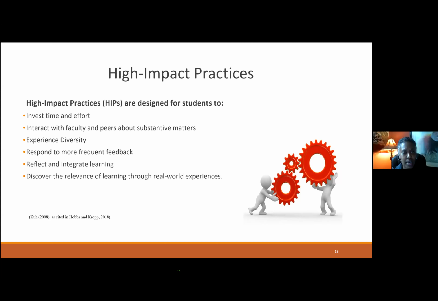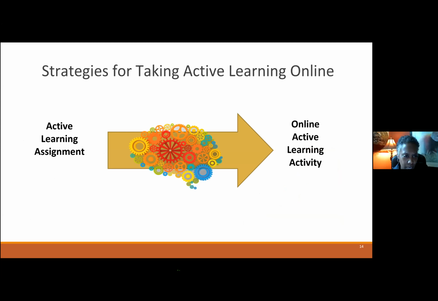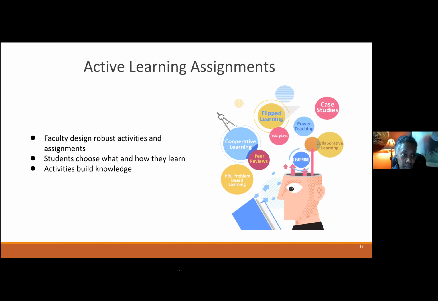So, some strategies for taking active learning online. Next slide. Like most educational practices, there isn't always a straight line for transitioning active learning to online. It's a mistake to think that one can take an activity used in the classroom and assume that it's easily transferable to the online space. Quite the contrary. Often it takes a little imagination and rethinking about how the activity will work in a virtual environment. Overall, all activities have been intentionally created to ensure that students get the most out of their learning experience.